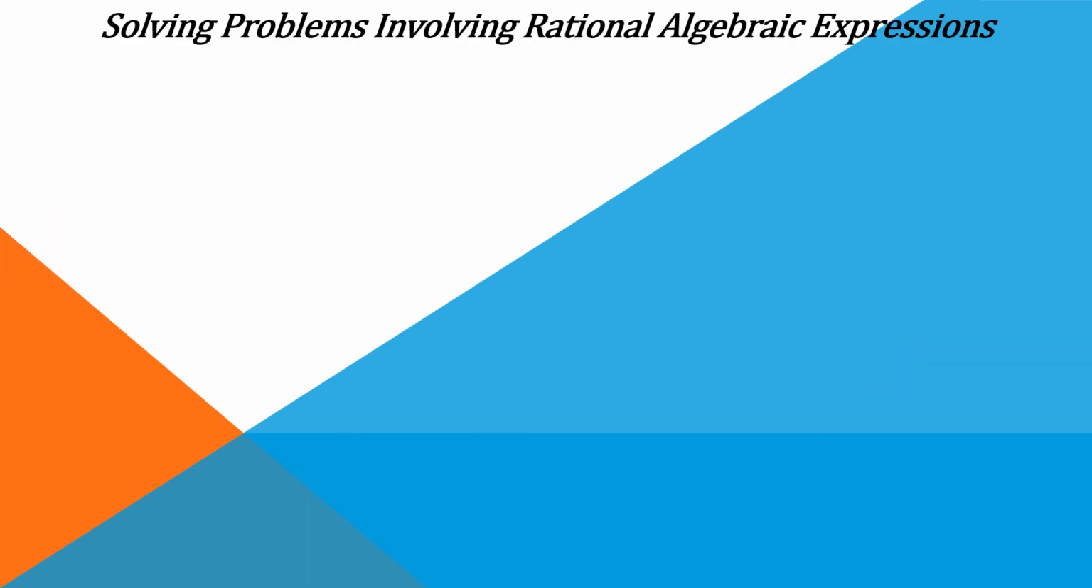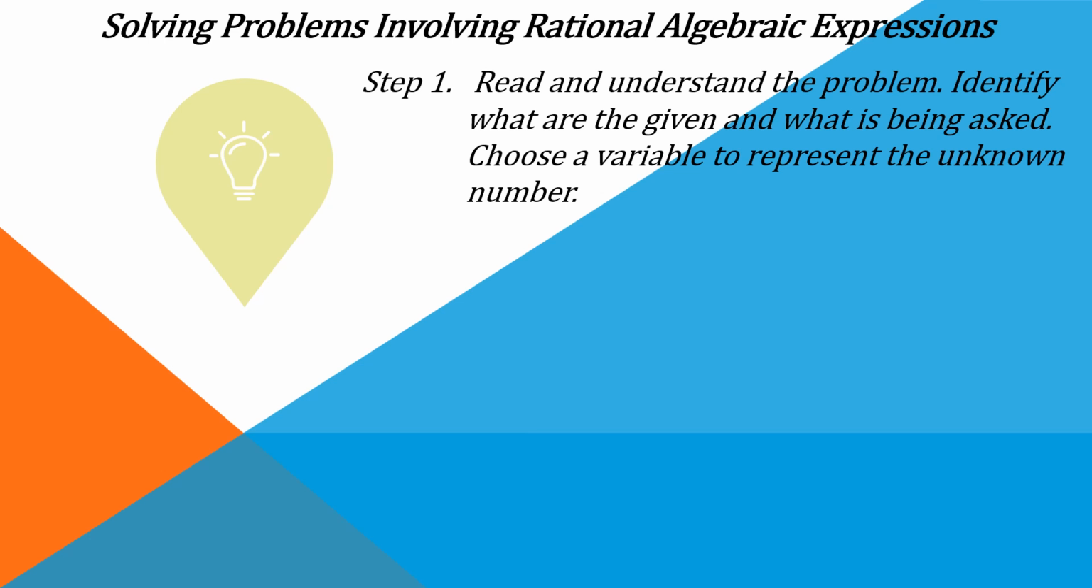Solving problems involving rational algebraic expressions. We have 5 steps in solving problems involving rational algebraic expressions. Step 1. Read and understand the problem. That is the most important. If you cannot understand the problem, you cannot solve any problem. Identify what are the given and what is being asked. Choose a variable to represent the unknown number.